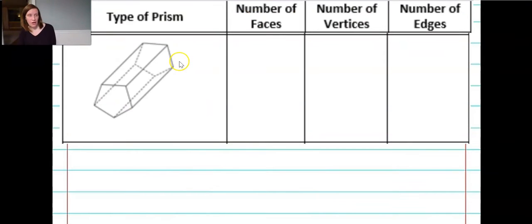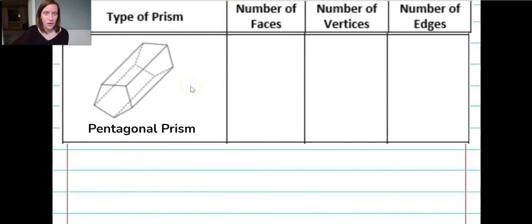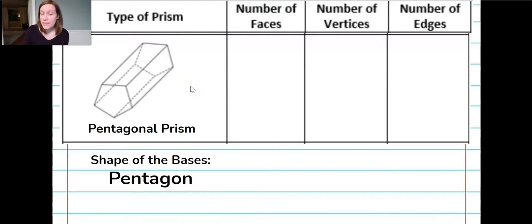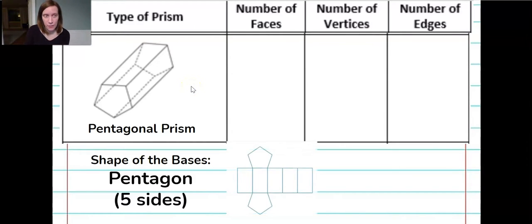Make sure you have all of these written in your chart. Then we have our pentagonal prism. I know it is a pentagonal prism because my bases have 1, 2, 3, 4, 5 sides. This is a pentagon, this is a pentagon, and it's connected by rectangles. So it's a pentagonal prism. A pentagon has 5 sides. If I unfolded it, this is what the net would look like. So again, because a pentagon has 5 sides, I'm going to have 5 rectangles connecting my 2 bases. 5 plus 2 is 7 total faces.